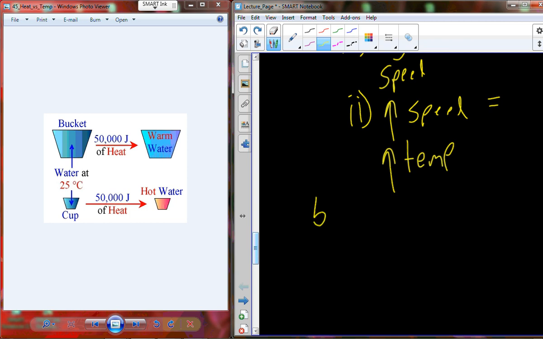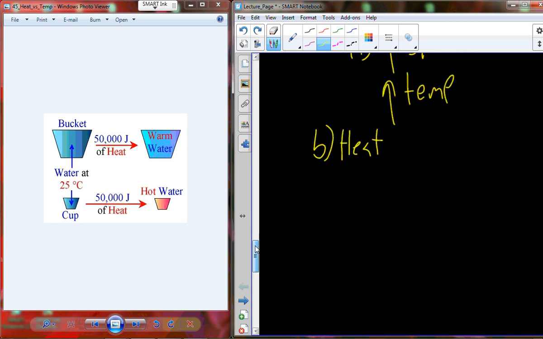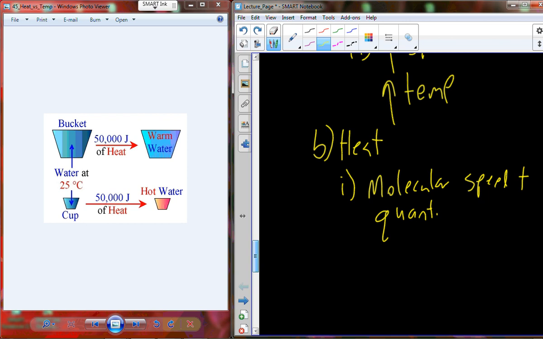Heat. This is the other term that we need to know about. Heat actually is going to deal with molecular speed, but in reference to quantity. Okay, so it's molecular speed plus quantity. All right.